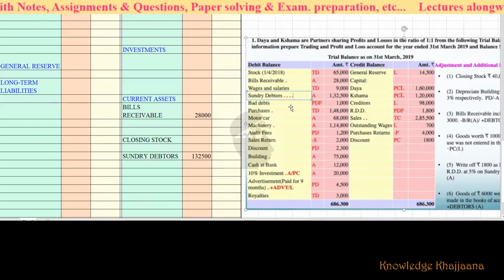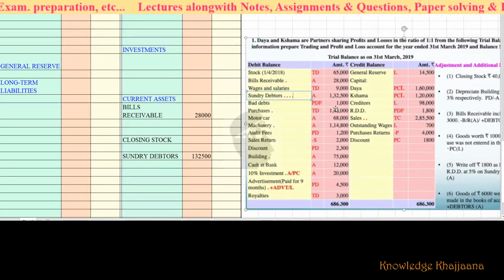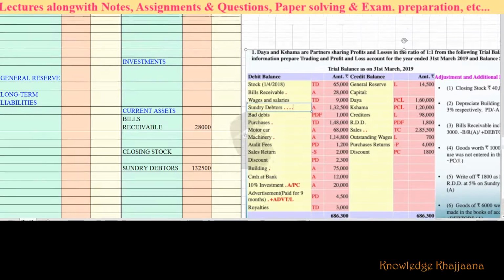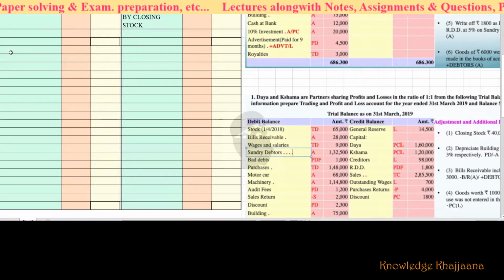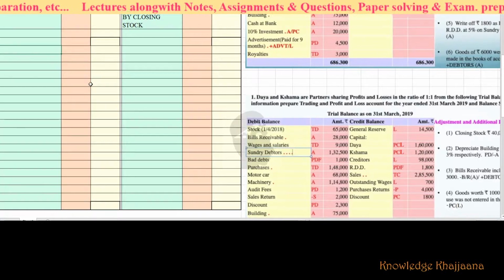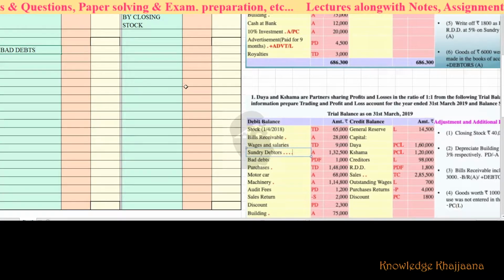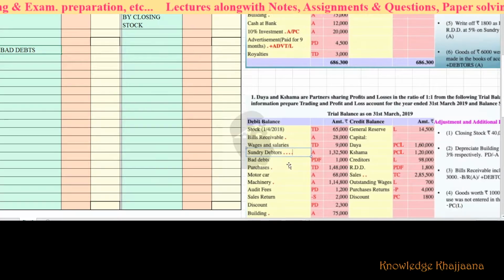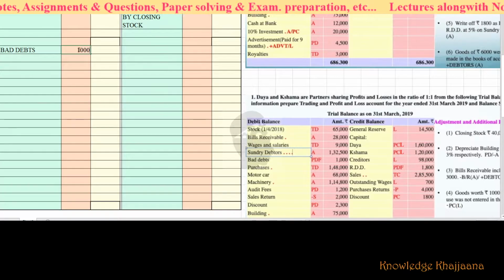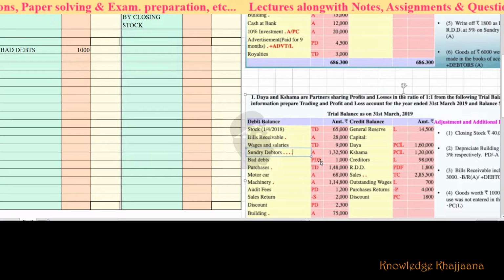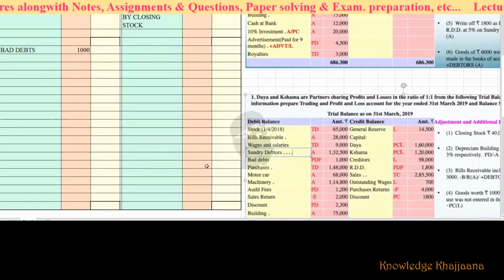Then bad debts. See, bad debts, as per the formula, go on the profit and loss account debit side. So on the profit and loss account debit side, we write somewhere over here, bad debts. How much of bad debts are there? Bad debts are rupees 1,000, in the inner column, because there are adjustments. Bad debts, inner column, 1,000 rupees.